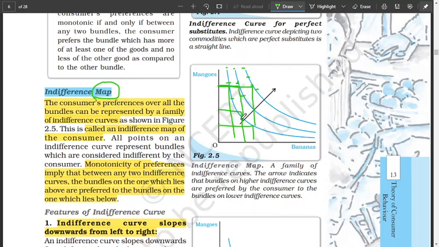So you understand, any point on this curve will give you the same satisfaction. Any point on this curve will give you higher satisfaction than the previous one. And any point on this curve will give you the highest satisfaction of the three. The combination of these indifference curves is the indifference map. A number of indifference curves put together is the indifference map. It indicates the different levels of satisfaction from these bundles of goods. So that's about the indifference map.